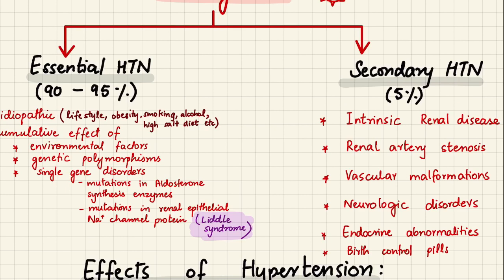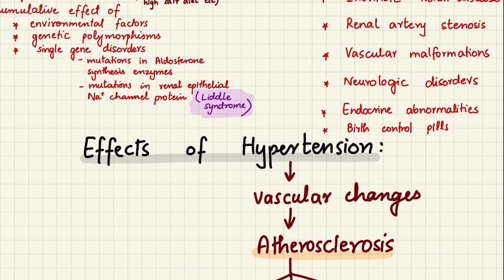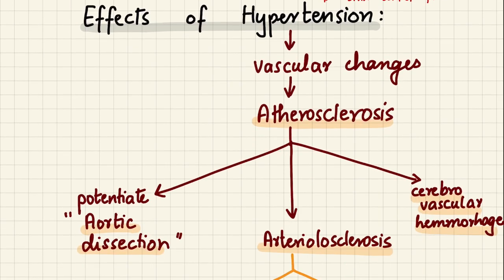There can be polyarteritis nodosa or other vasculitides, and there can also be neurologic disorders such as, it can be psychogenic mostly, it can be increased intracranial pressure, sleep apnea. There can also be endocrine abnormalities in which the adrenocortical hyperfunction can be a cause, exogenous hormone production can be a cause, pheochromocytoma, etc. And the birth control pills, we also know that they are going to cause increased blood pressure, including pregnancy and oral contraceptives.